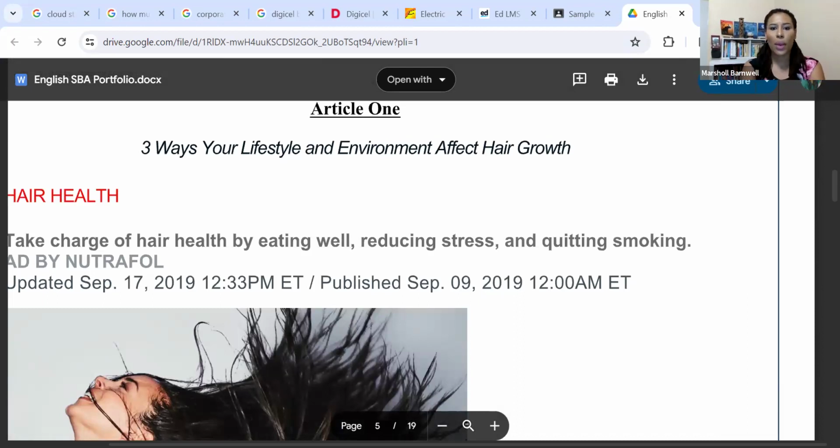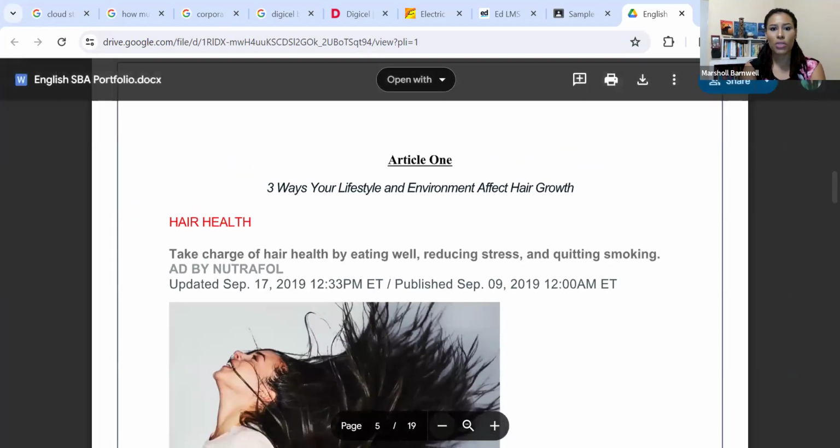Here she provided the website where she researched her first bit of information, "3 Ways Your Lifestyle and Environment Affect Your Hair Growth." This was the first piece of data that had the relevant information she needed, and she decided to pull information from this source for her SBA. As you can see, it is an online website, as stated in her plan of investigation. Your artifacts must come from the sources that you said you were going to look at in your plan of investigation.